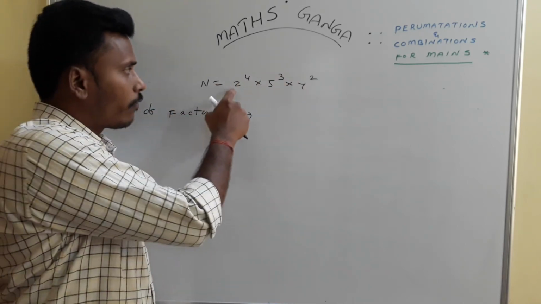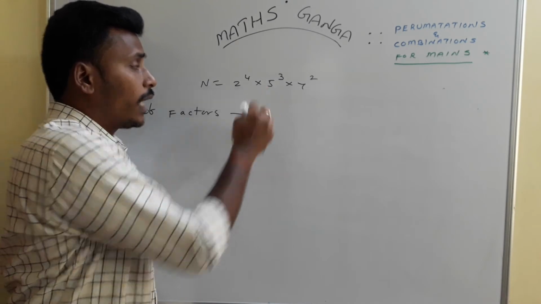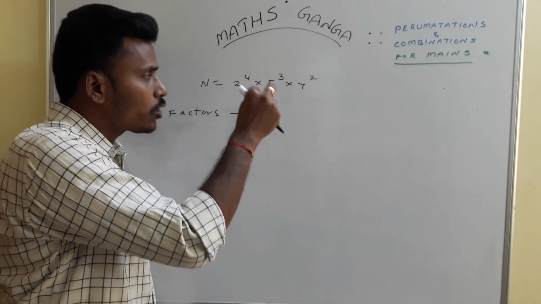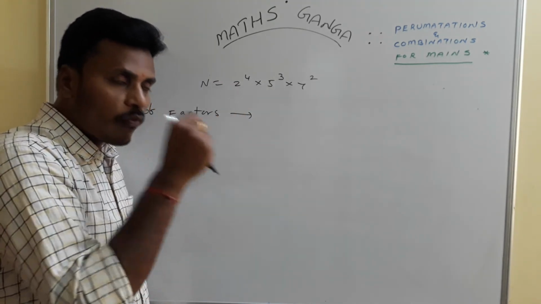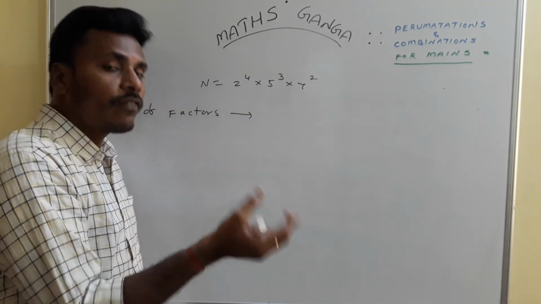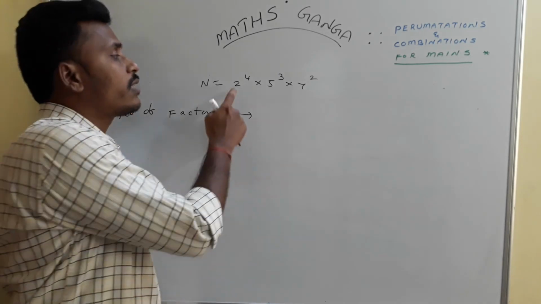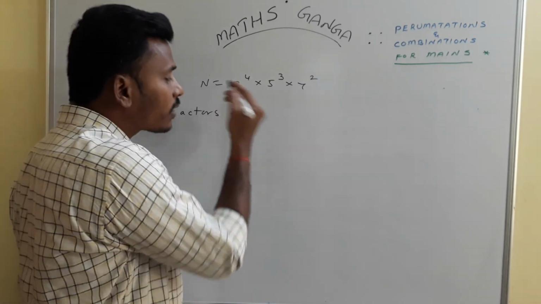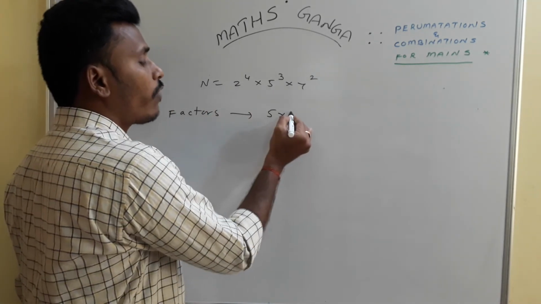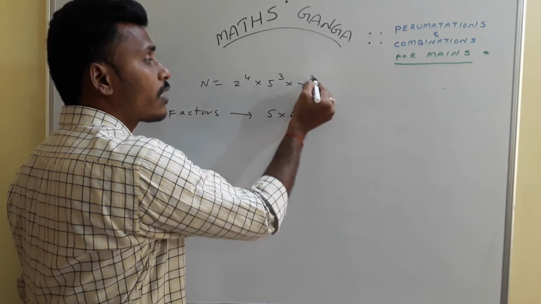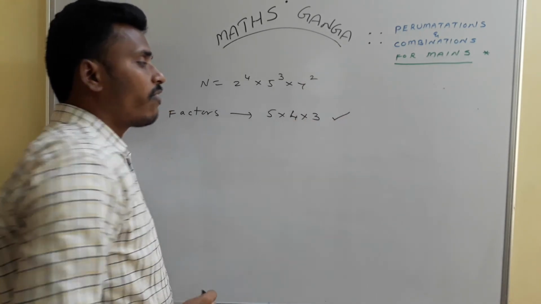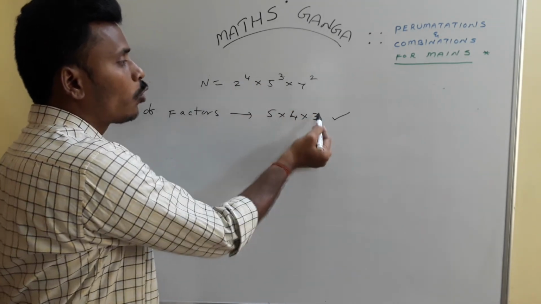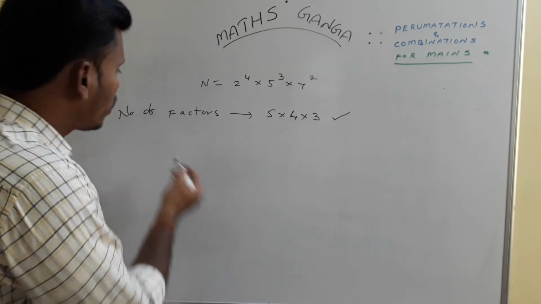How many 2's are there? 4 2's, then 3 5's, and then 2 7's. Among those, you select some 2's and some 5's and 7's and multiply those, and it will generate a factor of the given number. Since all the 2's are similar, with 4 similar objects, the selection of 2's can be done in 5 ways, selection of 5's in 4 ways, selection of 7's in 3 ways. These give the total number of factors, 5 into 4 into 3, nothing but 4 plus 1, 3 plus 1, 2 plus 1. Okay, so this is the total number of factors.